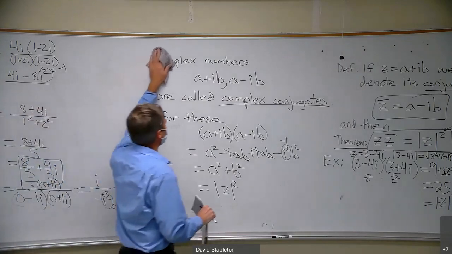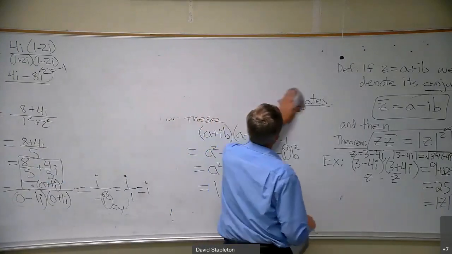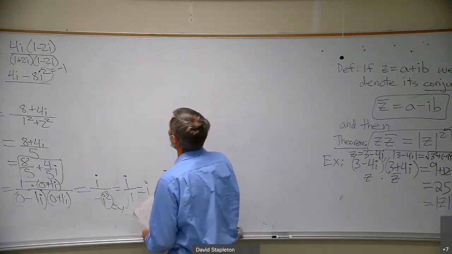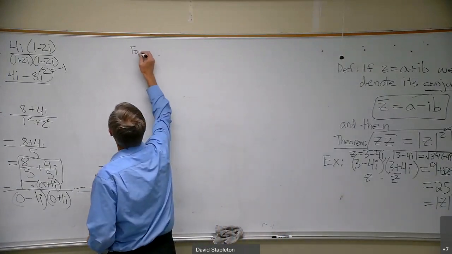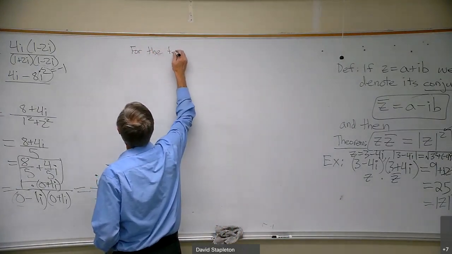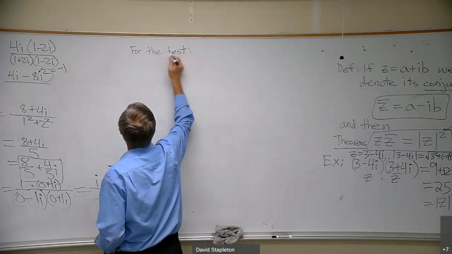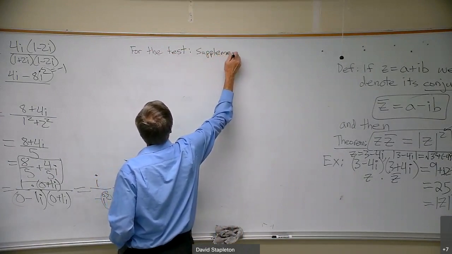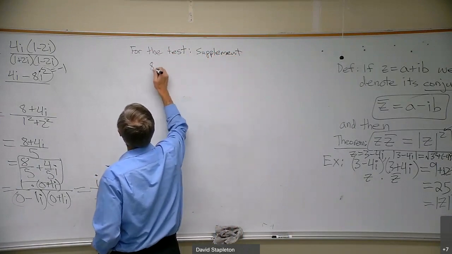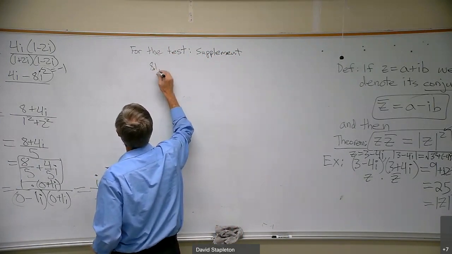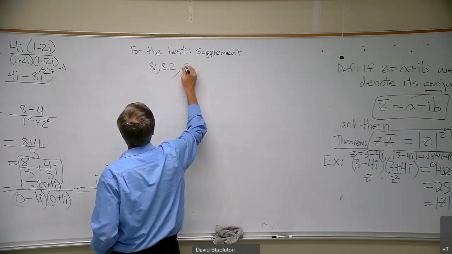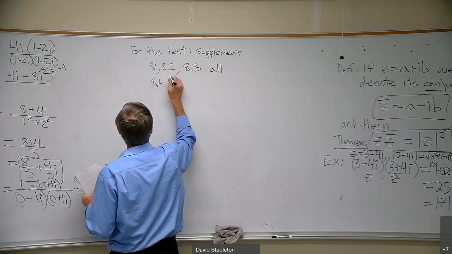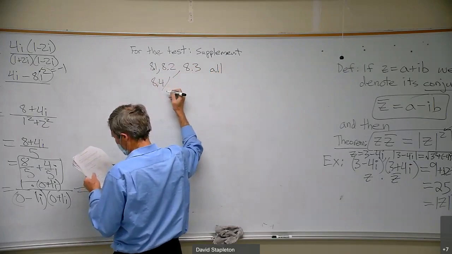Let's just do these for complex numbers for the test. I won't do all of 8.4. Make sure you can do all of 8.3. On the supplement, 8.1 all, 8.2 all, 8.3 all problems. 8.4, make sure you can do number 1.